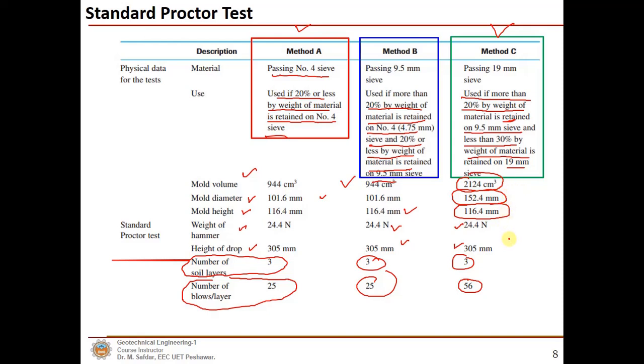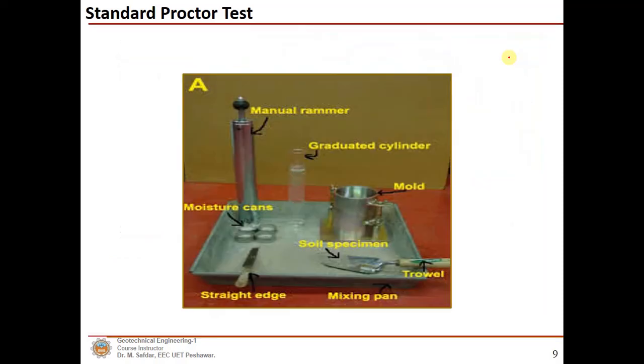The compaction effort used in the standard Proctor test in method A, method B, and method C will be the same, but based upon the particle size distribution, method A, method B, or method C will be chosen.